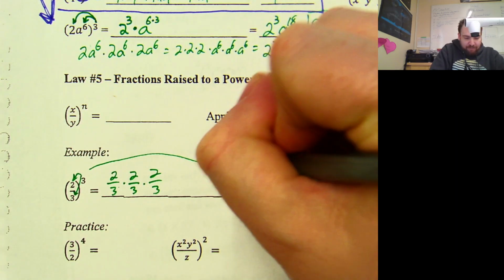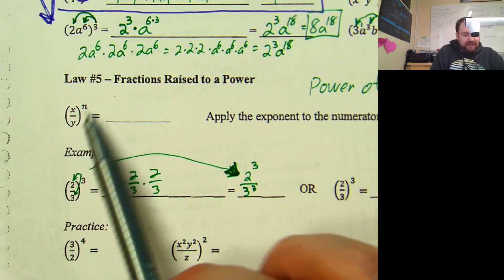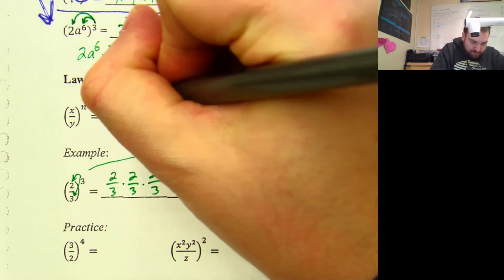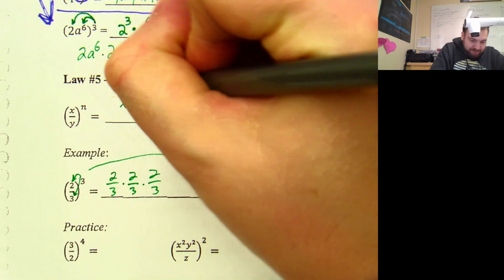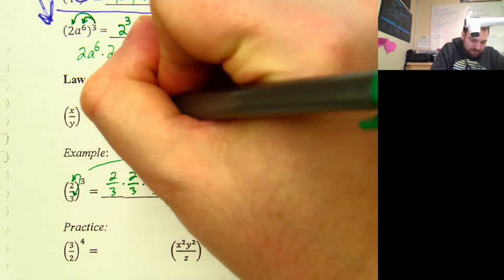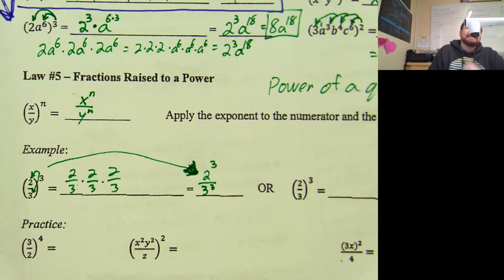So I'm distributing it onto the numerator and to the denominator. That's supposed to be an arrow. So in general, how would I write something like this? I've got x over y to the n. How would I write that? x to the power of n over y to the n. It's going to be x to the n over y to the n. Nice and easy, yeah?